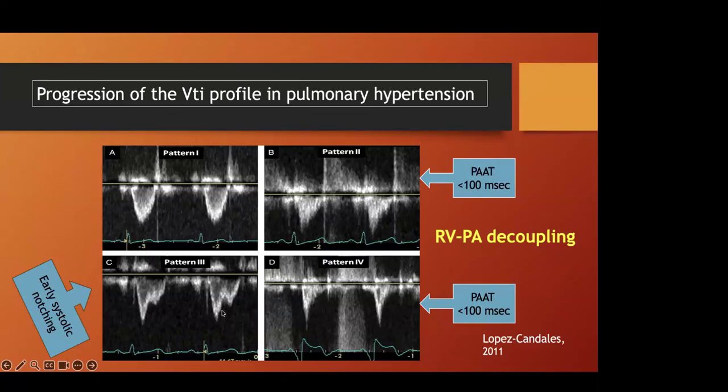Another important thing is the notching, which you see here, which is often seen in some kinds of embolism, which is not often seen in children. So looking at the RVOT profile, the TR velocity, and with your right atrial pressure, you can calculate the RVPA coupling at the bedside.